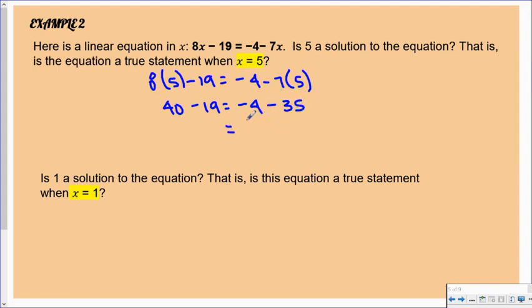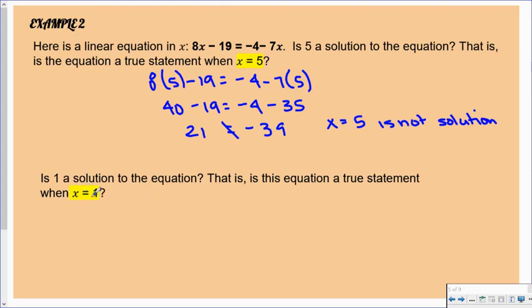Okay, so on my right side, I know that's going to be negative 39. And even without subtracting this, I know that my answer will not be negative. So we have 40 minus 19, which is going to equal 21. Being that 21 does not equal negative 39, x equaling 5 is not a solution for the equation 8x minus 19 equals negative 4 minus 7x.